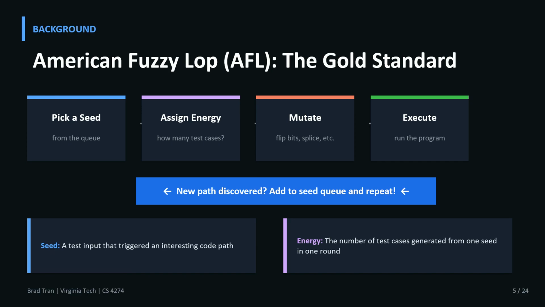Two terms that will come up constantly in this paper are that a seed is a test input in the queue, and energy is the number of test cases generated from one seed in one round. The entire paper is about answering two questions more intelligently. Which seed should I pick next, and how much energy should I give it?